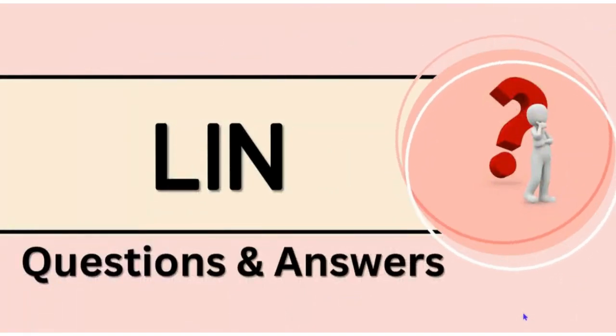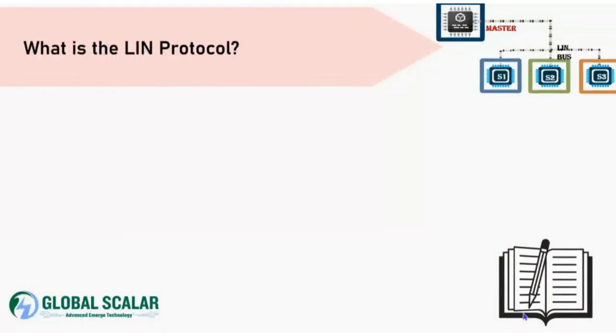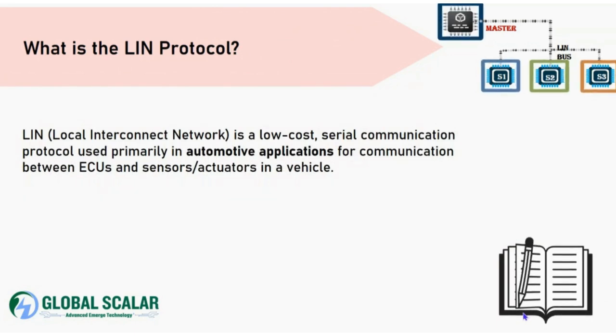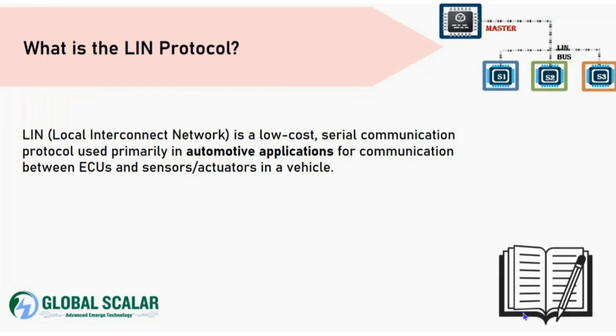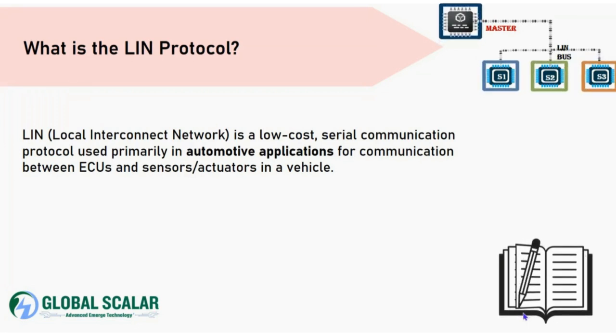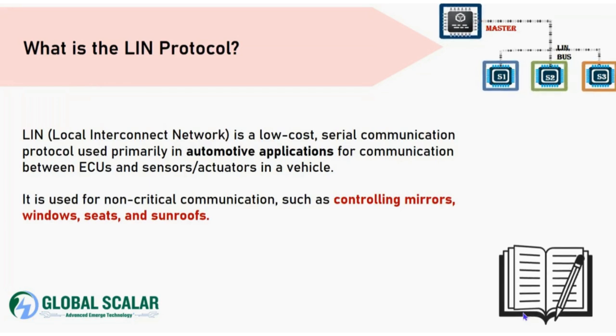LIN Protocol question and answers. What is LIN Protocol? LIN is a Local Interconnect Network, a low-cost serial communication protocol used primarily in automotive applications for communication between ECUs and sensors and actuators in the vehicles. It is used for non-critical communication such as controlling the mirrors, windows, seats, and sunroof.